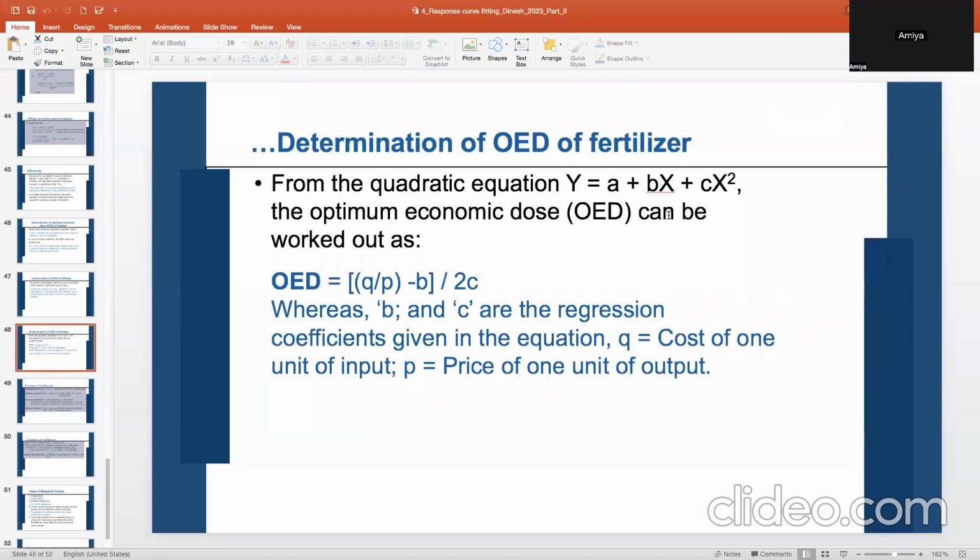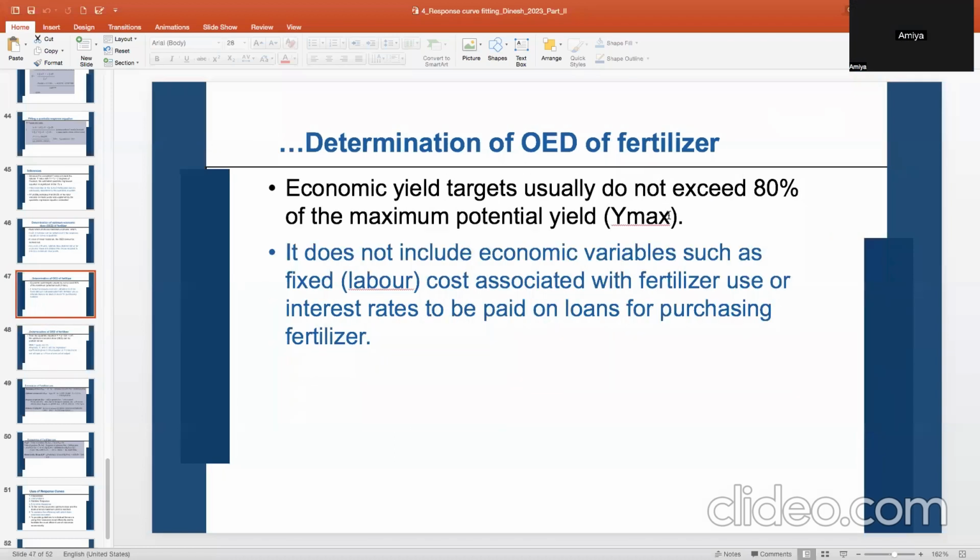Hello, sir. Yes. Sir, I have a doubt regarding this. Is it 80% of the maximum yield or the maximum fertilizer applied? It is from the fertilizer applied. I told you it is the maximum yield dose, 80% of the maximum yield dose. Maximum yield dose means the value of X, the value of fertilizer where you get maximum yield. So this is for the dose. Okay, sir. Thank you, sir. Okay.